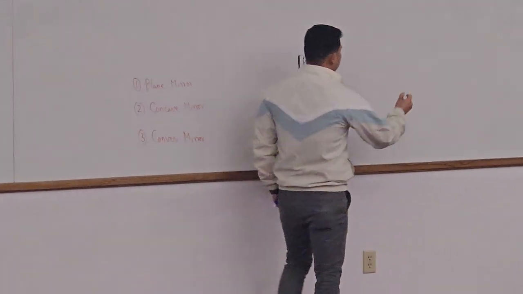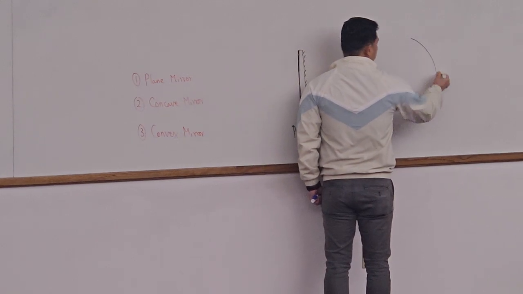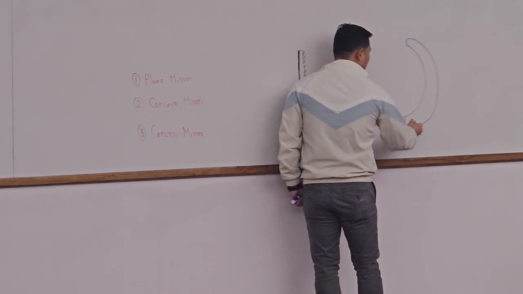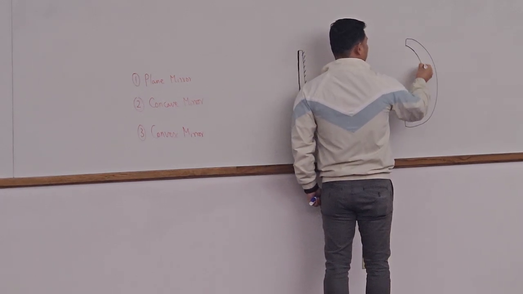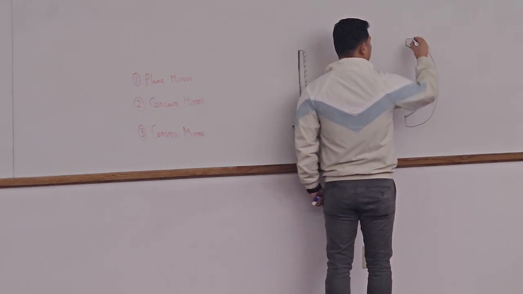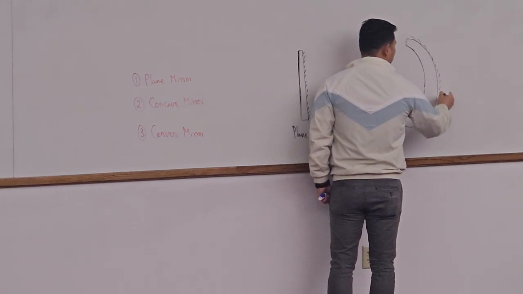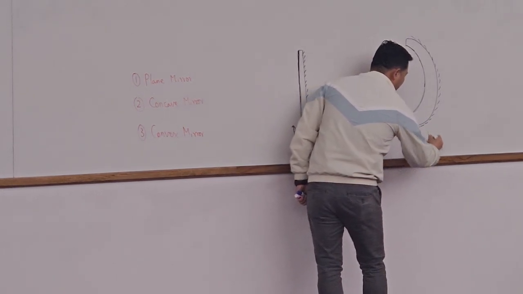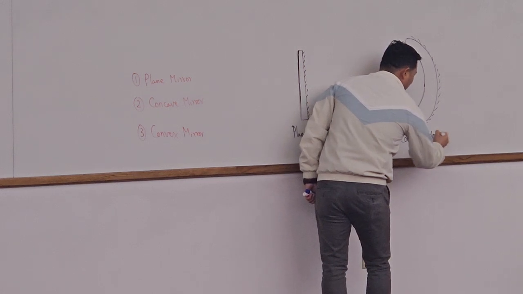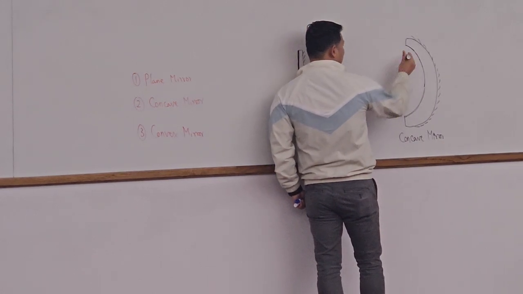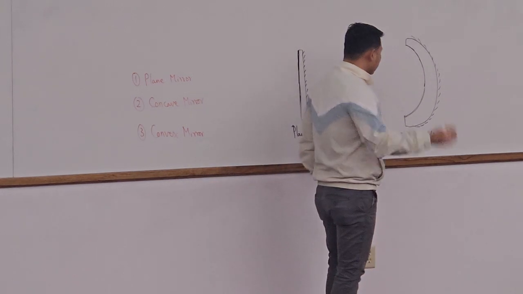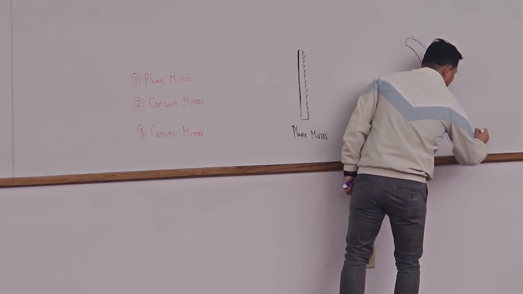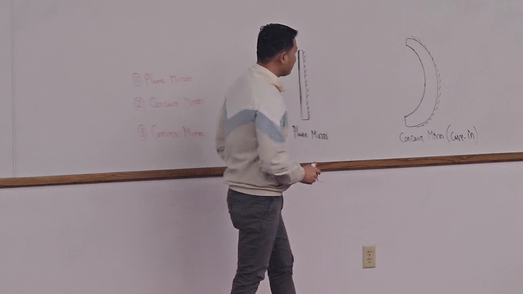And the concave mirror. The shape looks like this. Okay, so you have a curve in. You have a shiny part over here, it's a very shiny part of a mirror. And it is the concave mirror, okay? So you can see from the side, there's a shiny part, so you have a cave-like structure, okay? Some people say cave in. You have a cave inside.